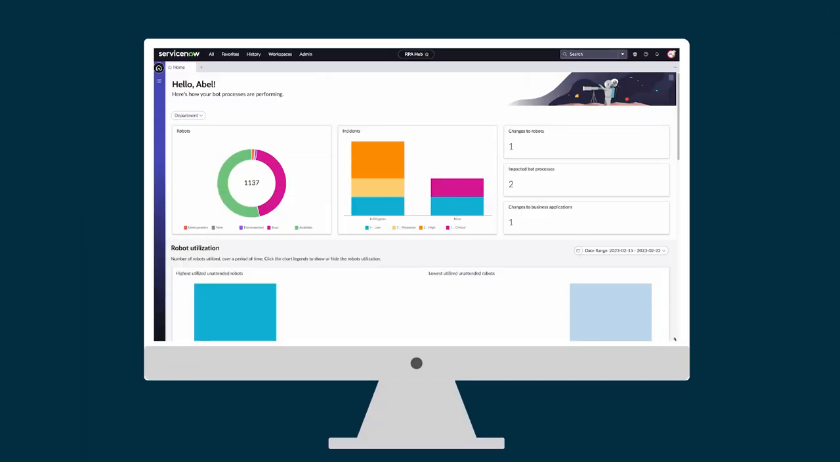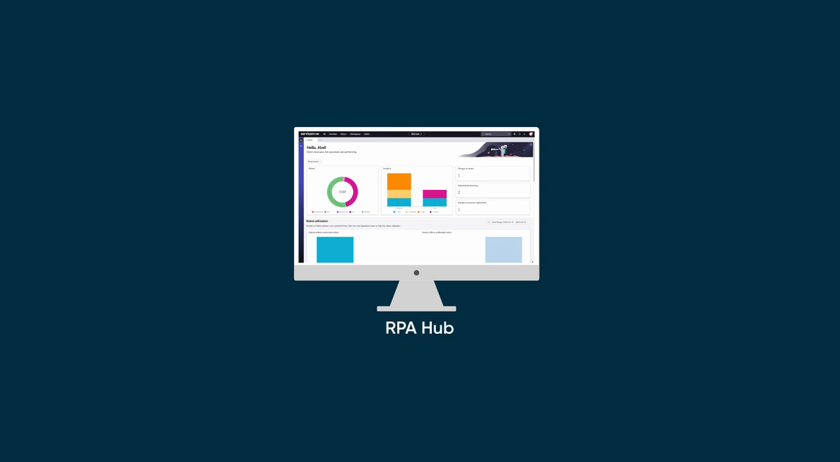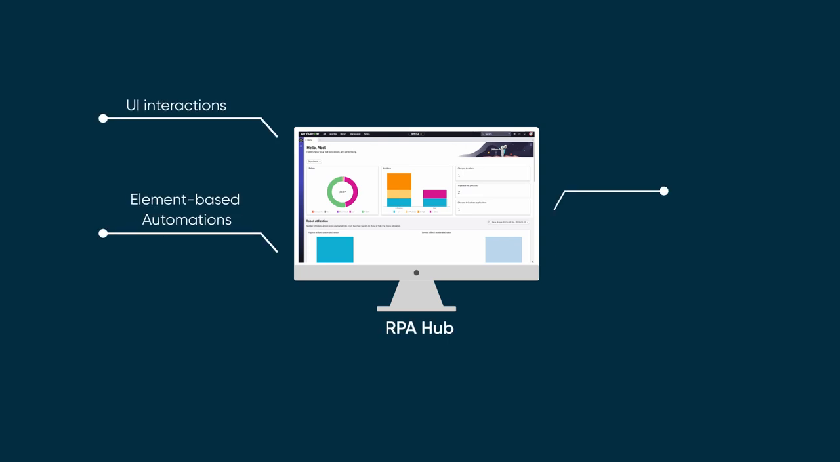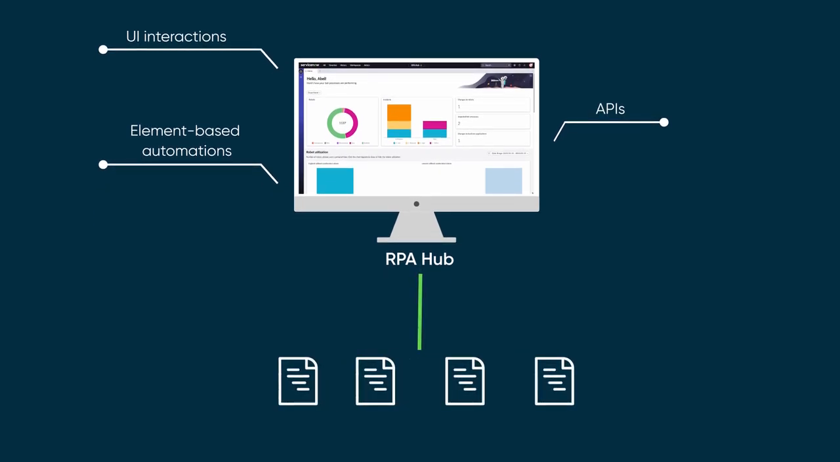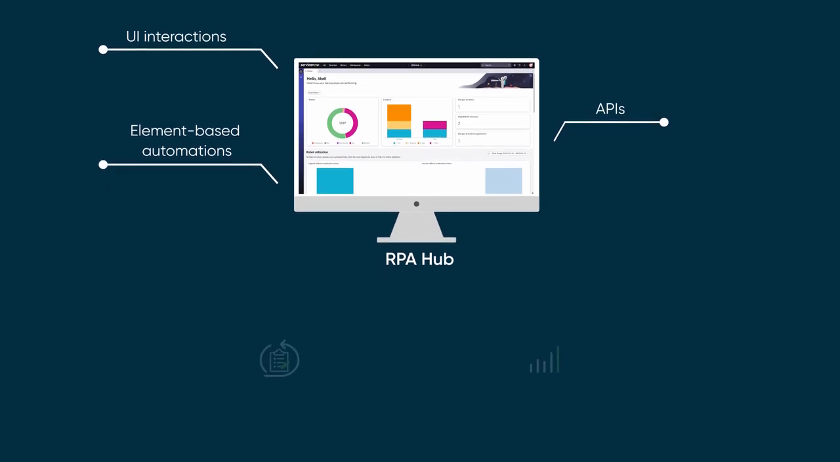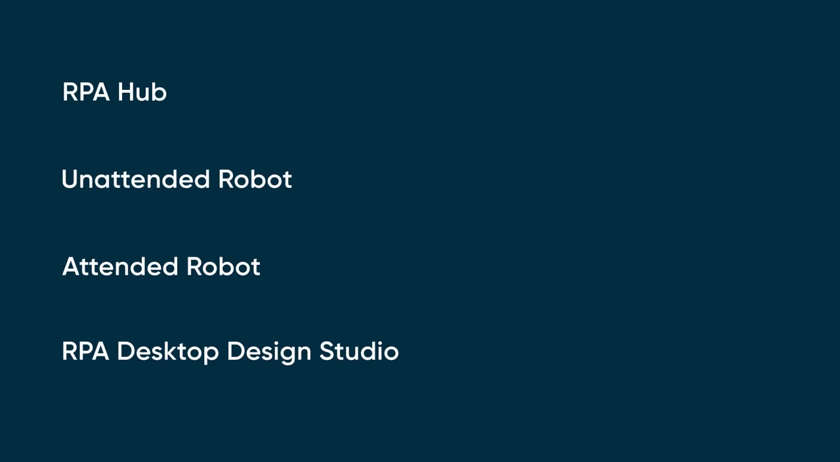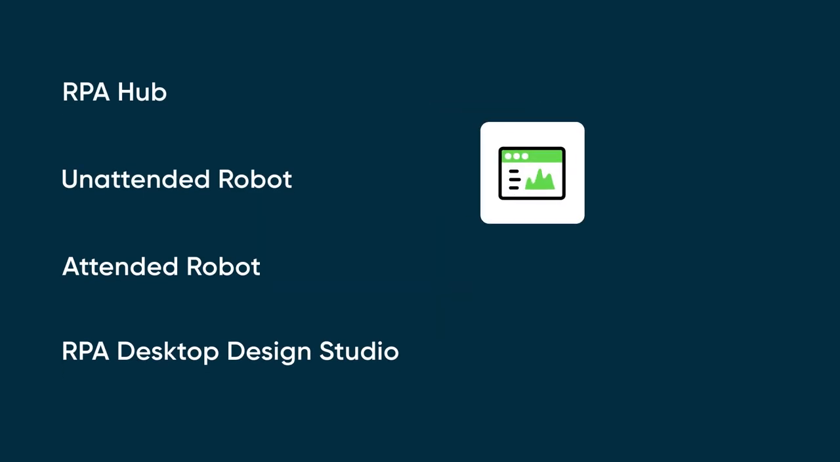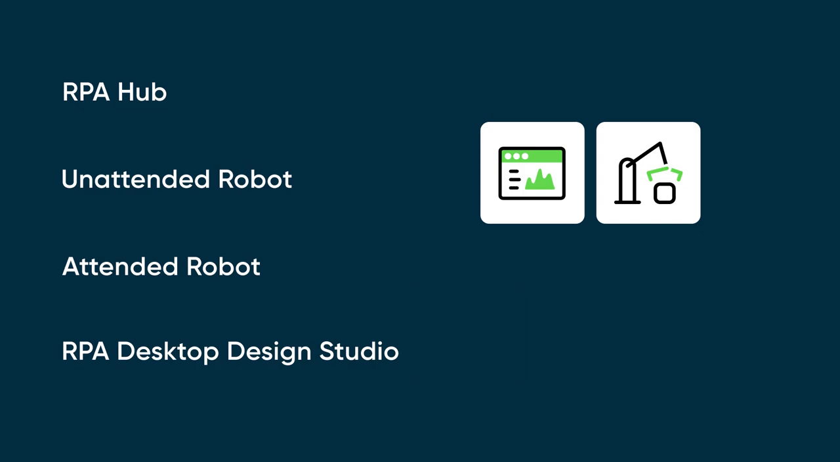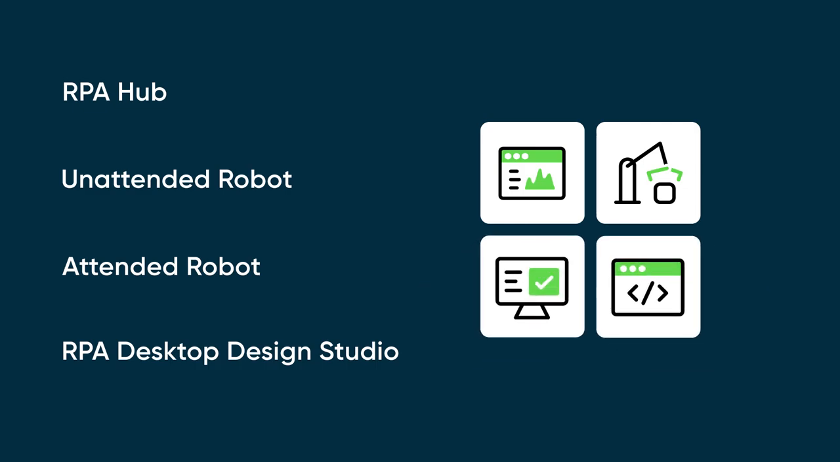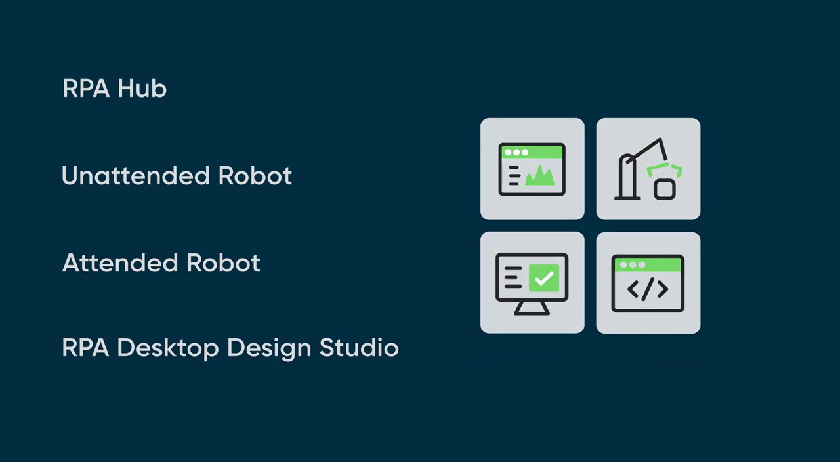This video is an overview of ServiceNow Robotic Process Automation, known as RPA Hub. RPA Hub consists of UI interactions, element-based automations, and APIs that connect different business applications. This makes it easier to eliminate repetitive actions and increase your organization's efficiency. RPA Hub includes the RPA Hub application, Unattended Robot, Attended Robot, and RPA Desktop Design Studio.